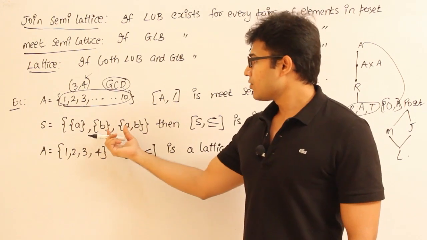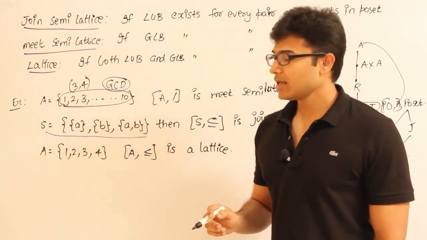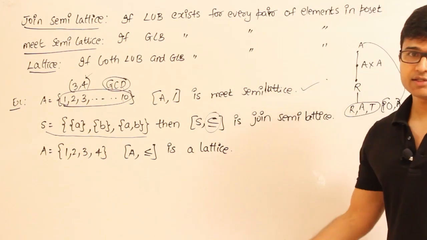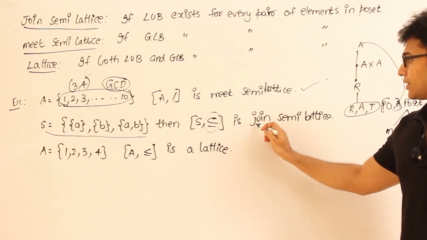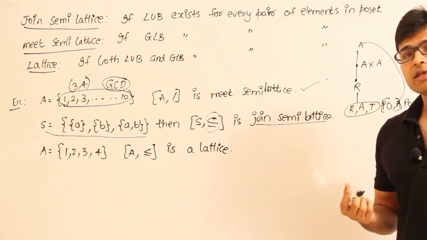Got it? Now let's see this set. This set is given as a set of 3 sets, and we have a relation defined on it, which is set inclusion, which is nothing but subset. Then they are saying that it is a join semi-lattice. So what do you mean by join semi-lattice?